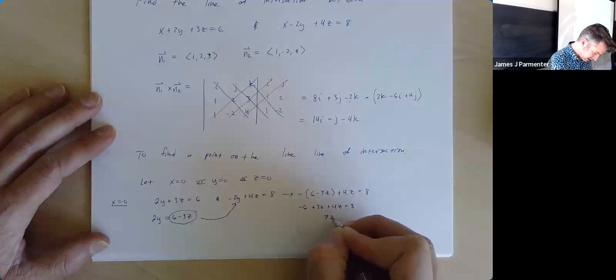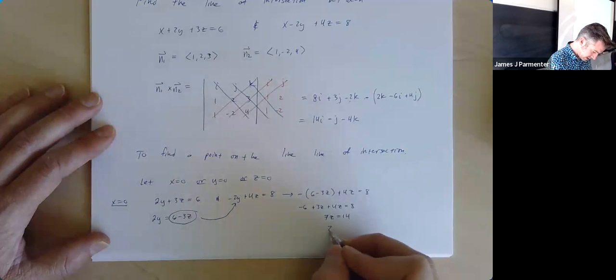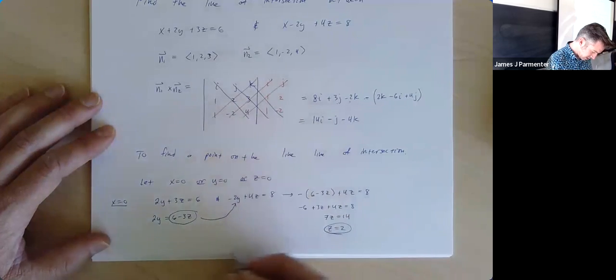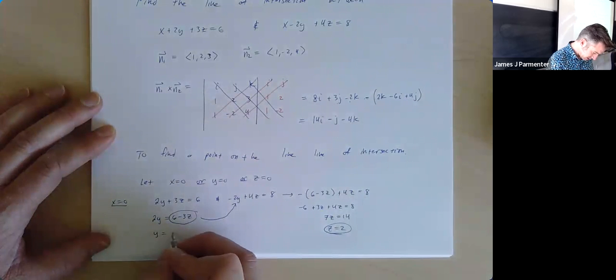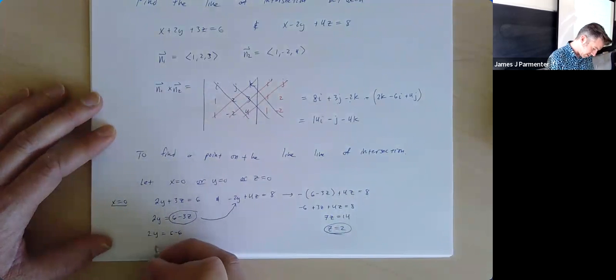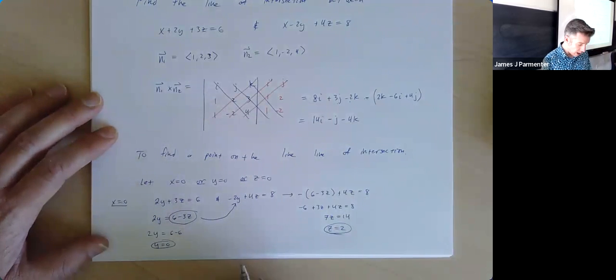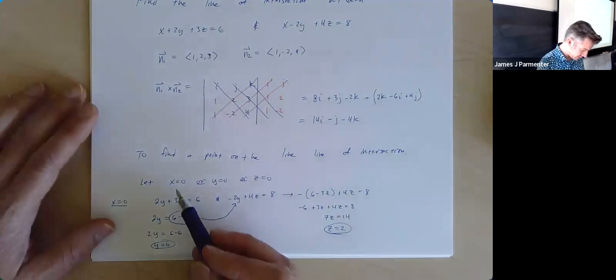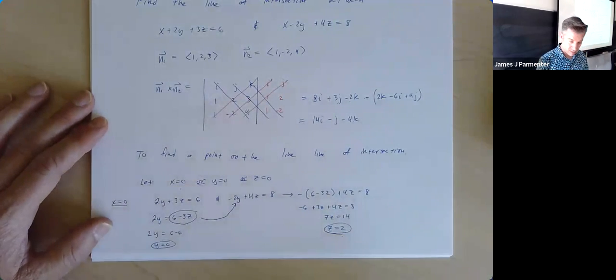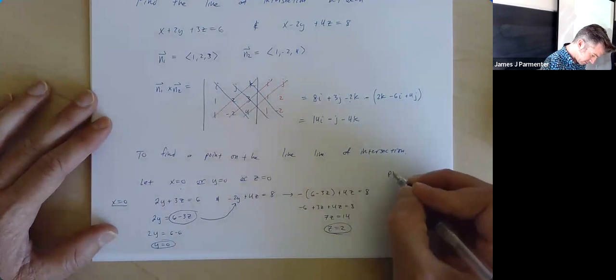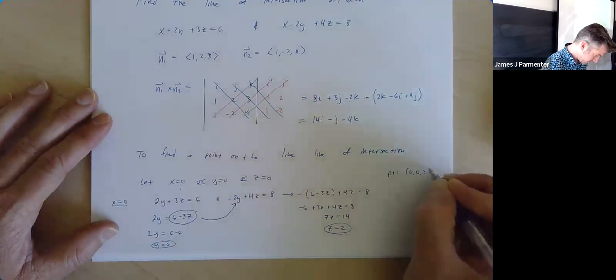So 7z equals 14. So z equals 2, which means 2y equals 6 minus 6. So I happen to also get y equal to 0. That's kind of atypical, but fine. So that means a point that's on this line is x equals 0 and y equals 0 and z equals 2. So our point is 0, 0, 2.